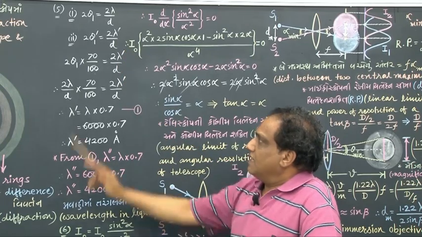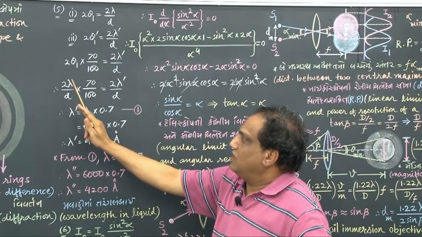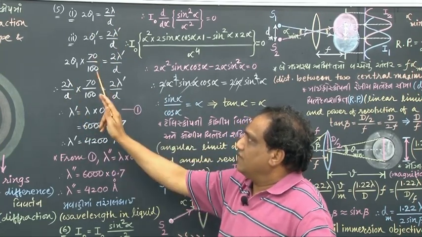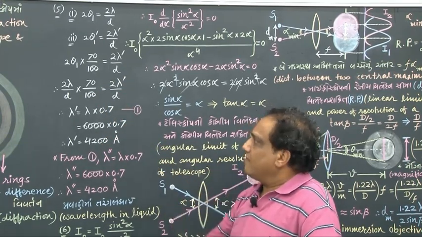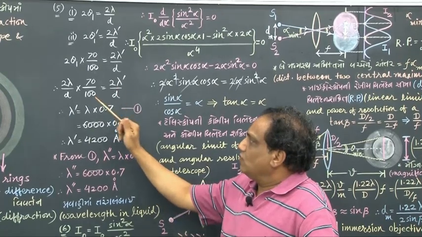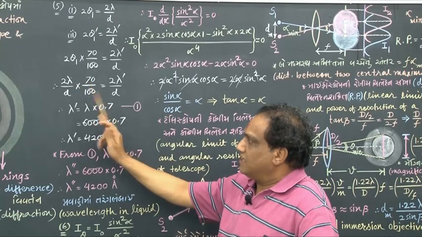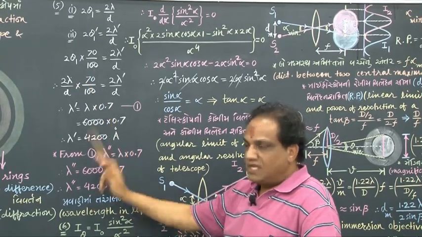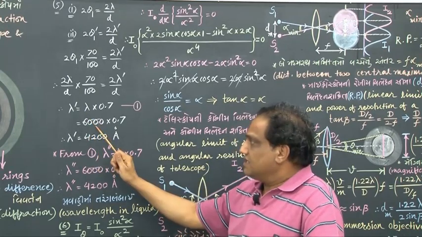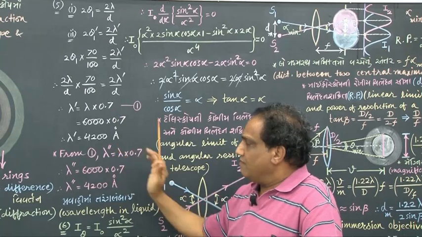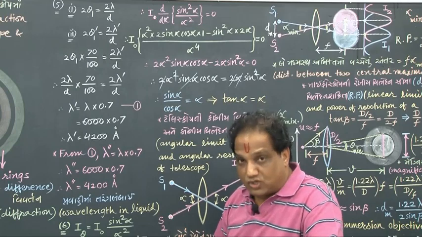Okay, fine. Now this 2 theta 1 value is how much? It is 2 lambda upon d. Come on, 2 lambda upon d into 70 upon 100 as it is. This right hand side also as it is. Now simplify. d will cancel. 2 will cancel. Correct? Lambda dash will be equal to lambda into 7 upon 10. 7 upon 10, that is 0.7. What is the value of the wavelength of the first light? They have given in the statement 6000 angstrom multiplied by 0.7 gives you the answer 4200 angstrom.